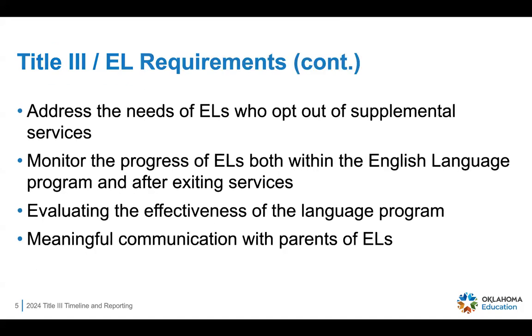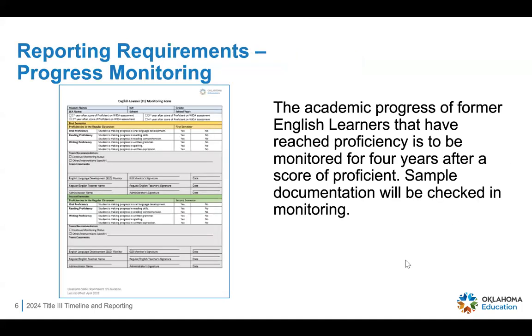Additional requirements consist of addressing the needs of English learners who opt out of supplemental services, monitor the progress of English learners both within the English language program and after exiting services, evaluating the effectiveness of the language program, and then also meaningful communication with parents of English learners.